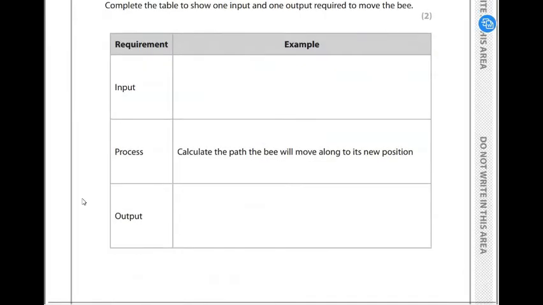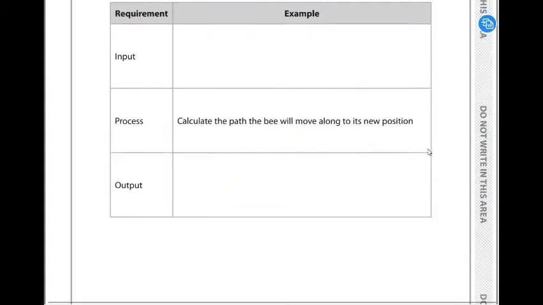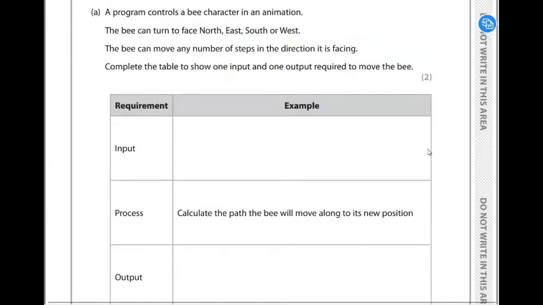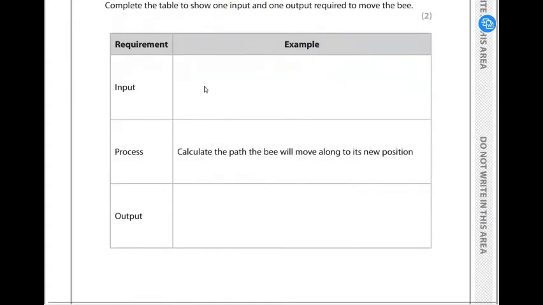So we've got our input, process, and output. The process is calculating the path the B will move along to its new position. This question is worth 2 marks. In input, you could either have enter the direction the B will face, or enter the number of steps that the B will move. If you mention one of those, you'll get 1 mark.